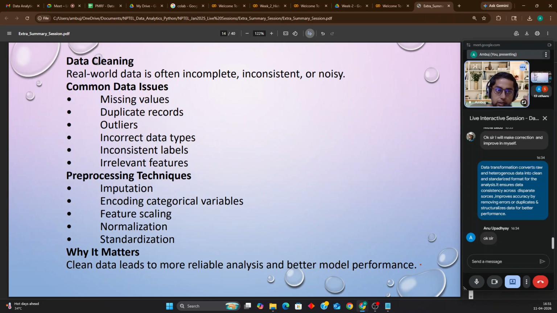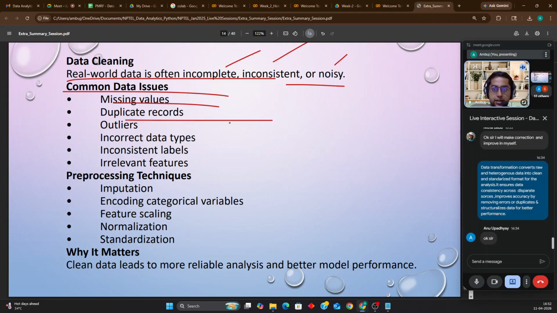Data cleaning. Real world data is often incomplete, inconsistent, and even noisy. Common data issues are missing values, duplicate records, outliers, incorrect data types, inconsistent labels, and irrelevant features. These can be the problems with real world data.